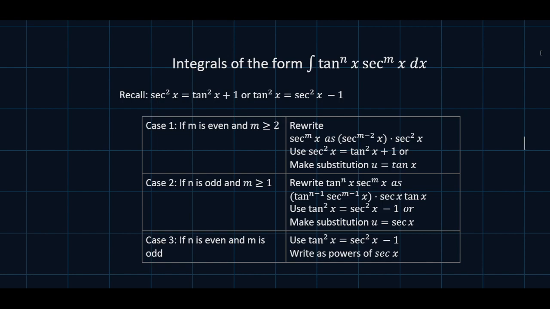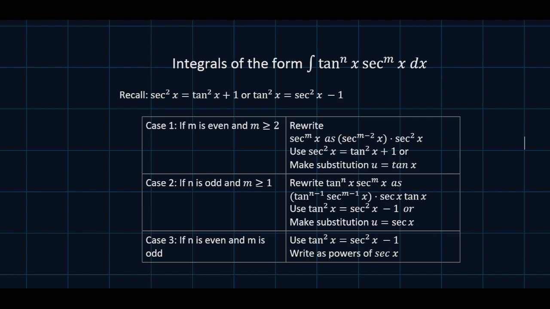Case 2, if n is odd and m is at least 1, we rewrite tangent raised to n x times secant raised to m x as tangent raised to n minus 1 times secant raised to m minus 1 x times secant x tangent x. Basically, what we did is we factored out secant x tangent x. And then we make the substitution u equals secant x.